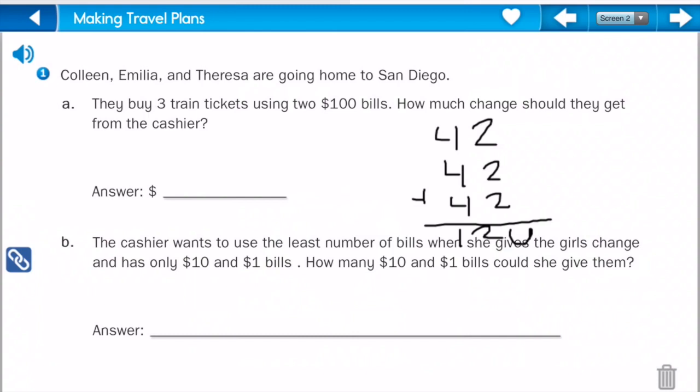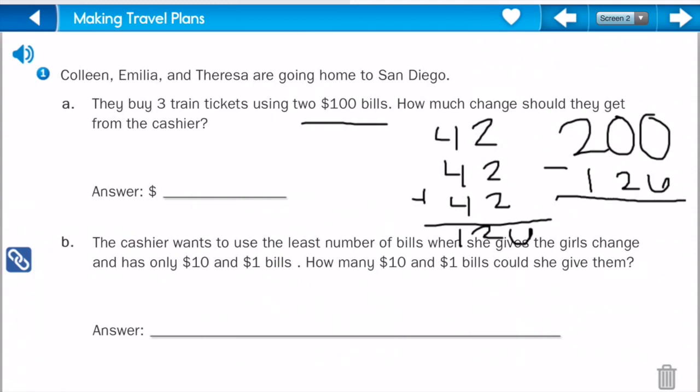But that's not what they're asking us. They're asking how much change should they get from the cashier if they use $200 bills to pay. So 2 $100 bills would equal $200. So now we're going to have to take 200 minus this number because they want to know how much change we're going to get. So let's put 126 here.